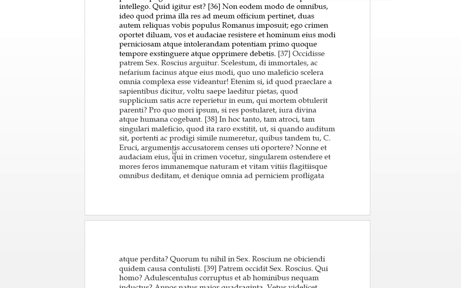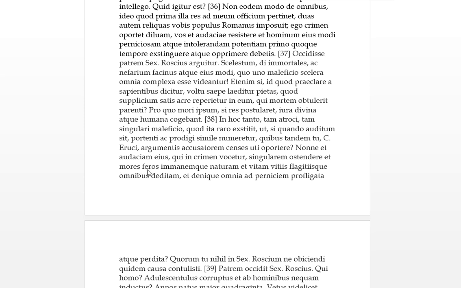Just what arguments do you think you should use as an accuser? And again, that looks genitive. Nonne is a question. It means surely, et also his audaciam. Surely you ought to show his boldness, him whom you are calling into this crime, who you are accusing of, you are calling into this accusation, you are giving him this accusation. To show singularum, his singularity, his specialness, and his mores feros, and his wild customs, basically.